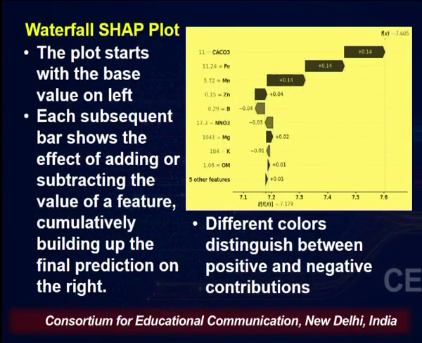Now in the waterfall model, as you can see, there are different colors to distinguish between the positive and the negative. So if some feature has a negative aspect, then it will be shown on the negative bar, else it will be on the positive. So here you can also make out which are the prevalent features that are contributing to the negative or the positive contributions of the model.